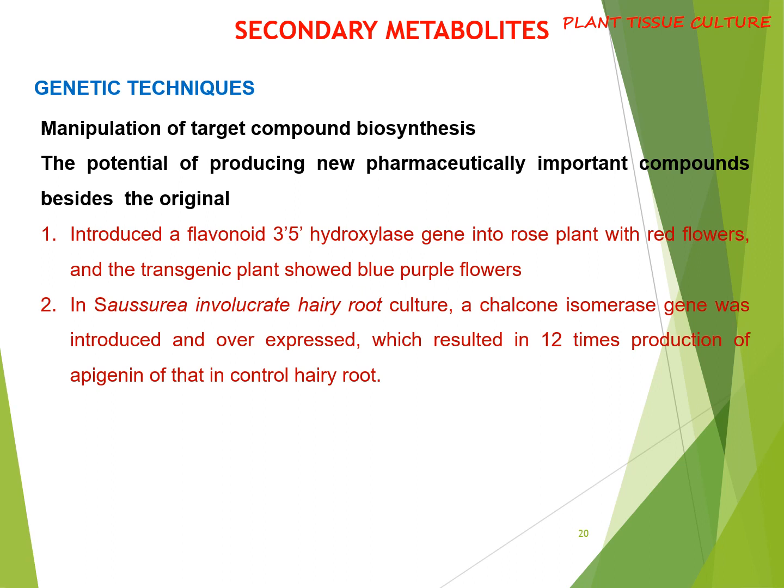The secondary metabolite production can also be enhanced by creating transgenic plants or cell lines. For example, in Saussurea hairy root cultures, introduction of the chalcone isomerase gene increased the production of apigenin by 12-fold. Introduction of the flavonoid 3',5'-hydroxylase gene in rose plants with red flowers led to transgenic plants having blue-purple flowers.